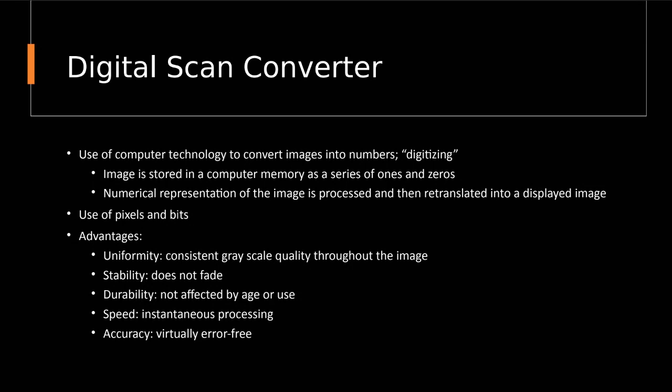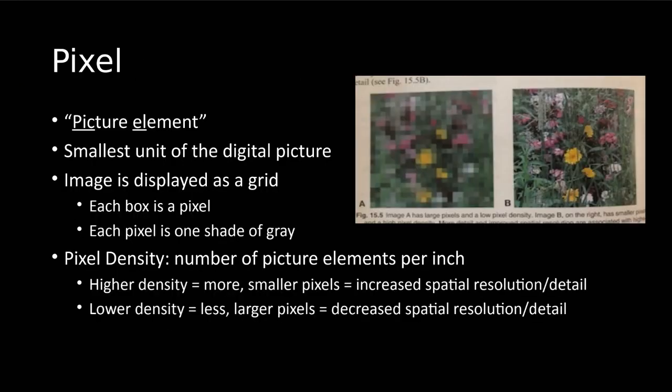And now, as we know, anytime we use something in the medical world, we never give everything 100%. So in this sense, it's virtually error-free in terms of image information processing and aiding in diagnosis. And also we're going to have uniformity. So we're going to have a consistent grayscale quality throughout the image. So these are all great advantages and why we are now using digital scan converters.